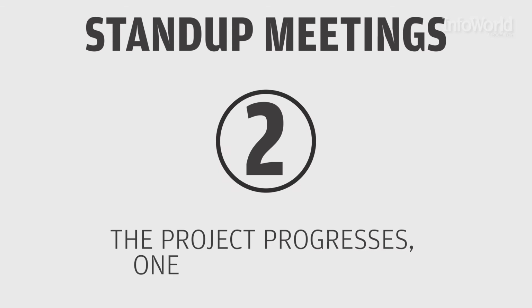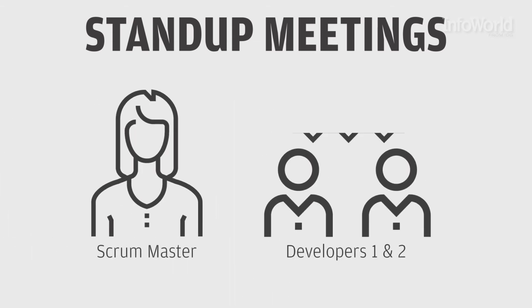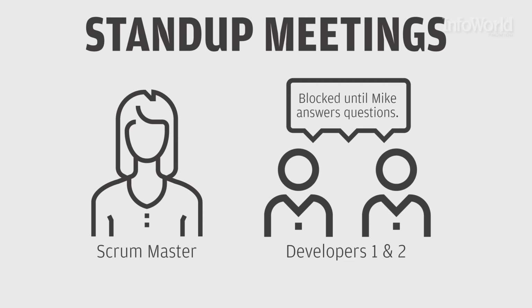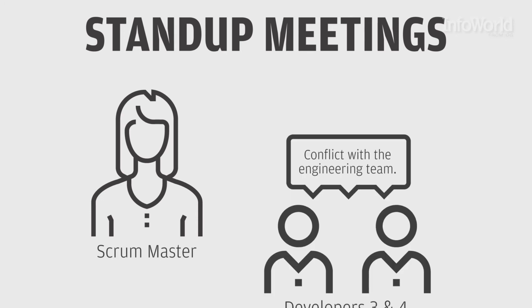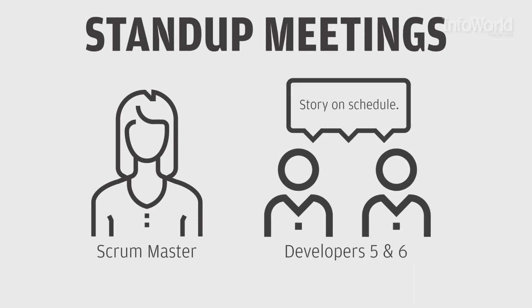During the project, the development team meets every day for what's called a stand-up meeting. Each developer identifies issues that are blocking his or her work, as well as describes the current status. The goal is to ensure everyone is on the same page and to identify as early as possible any issues that could delay the work or require a change in plans.